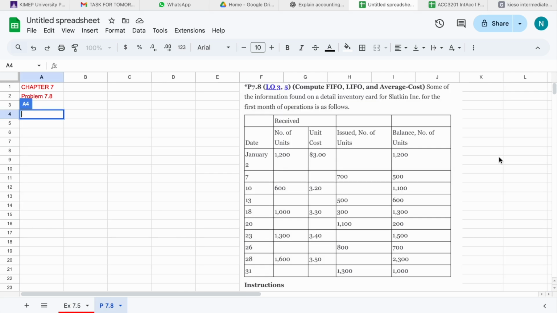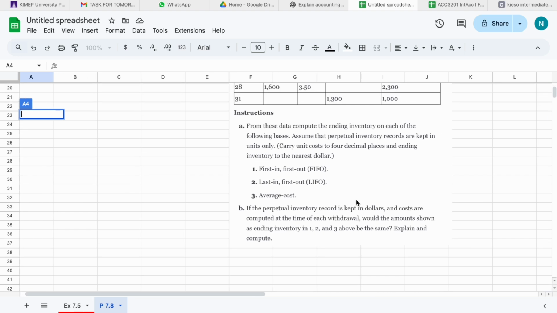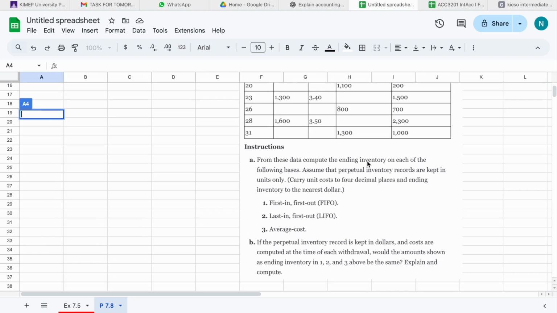Problem 7.8. Slatkin Incorporation has just started operations and recorded several purchases and issues of inventory during January. We need to calculate the ending inventory at January 31st using the three valuation methods. The first one is first-in, first-out, the second one is last-in, first-out, and the third one is average cost.